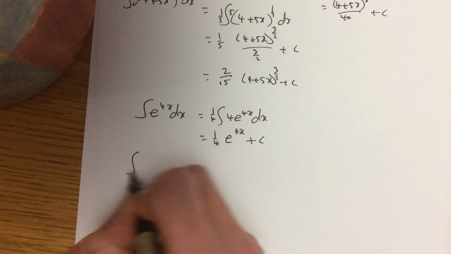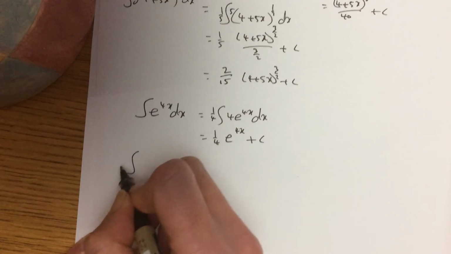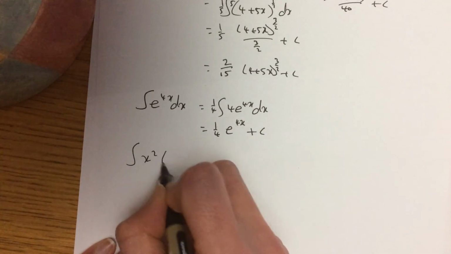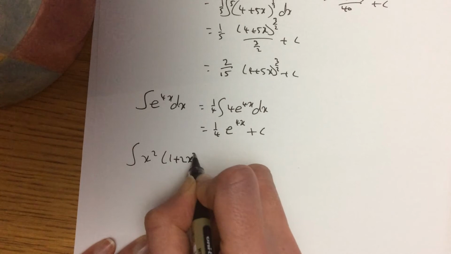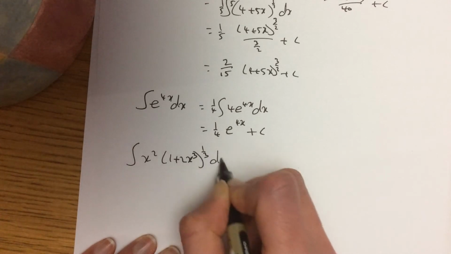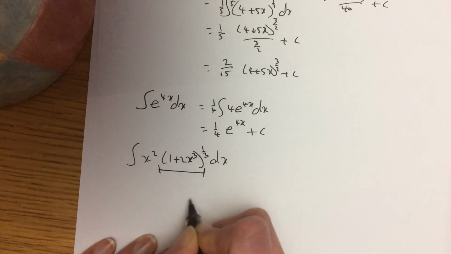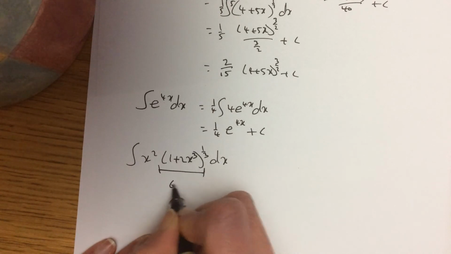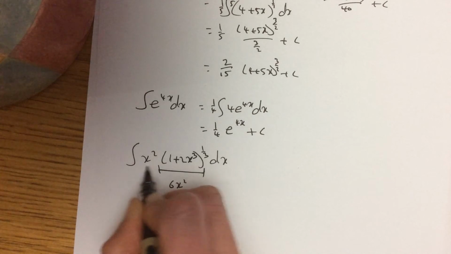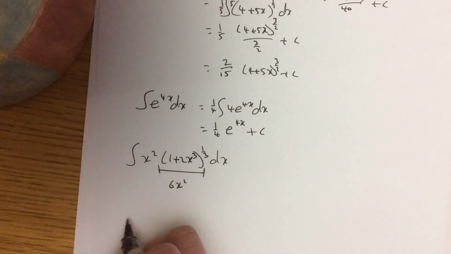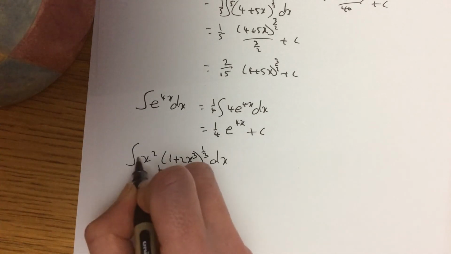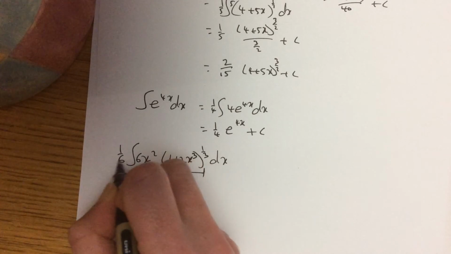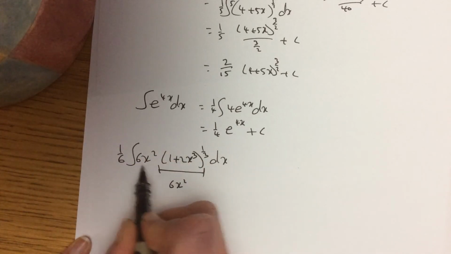Okay, this one here, example 6. Now, x squared, 1 add 2x cubed, to the third. It's quite a cool wee one. I've got a bracket. What's the derivative of that bracket? It's going to be 6x squared. I've got x squared outside the bracket, but I don't have my 6. So you've got to balance it. Pop your 6 in and a 6th outside. Now I've got the derivative.